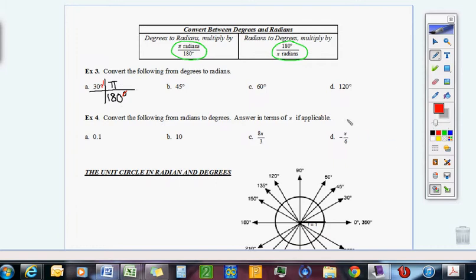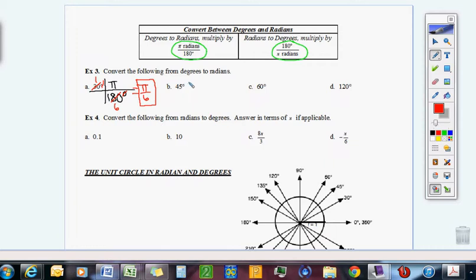Let's do some reducing. 30 goes into 180 6 times, so I get pi over 6. Notice I'm not writing radians because in terms of an angle, if I don't write the units, it's automatically written in terms of radians. We read it that way, so you don't have to write radians.